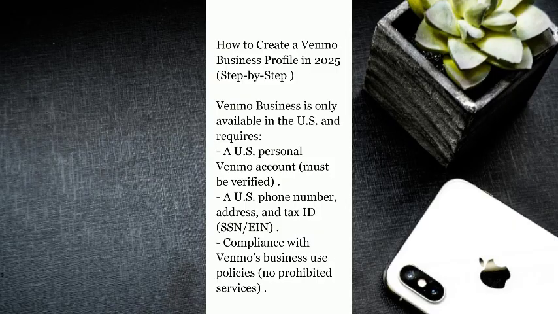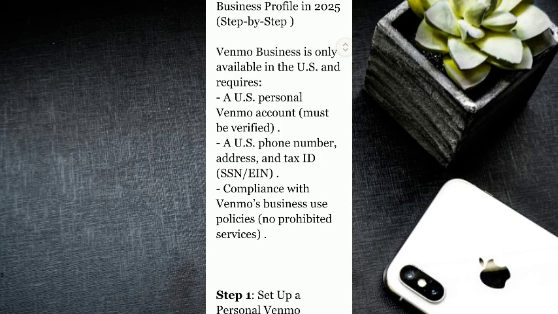You see, Venmo business is only available in the US and requires a US personal Venmo account. It must be verified. It requires a US phone number, an address, and a tax ID. It could be a social security number or EIN. Next, it requires you being compliant with Venmo's business use policies. So that means no prohibited services.